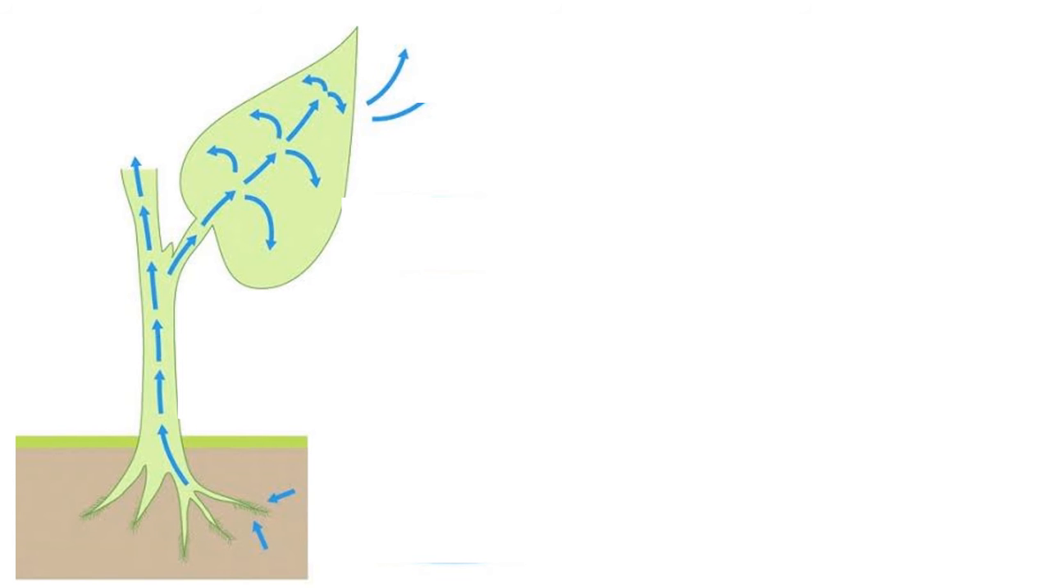Now, there are 3 mechanisms involved in order for the nutrients, the minerals, and the water to be transported to different parts of the plants. But first, let us take a look at where the water begins entering and where the water exits. It all starts with the roots.